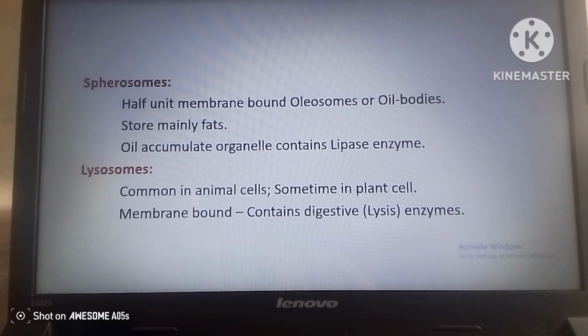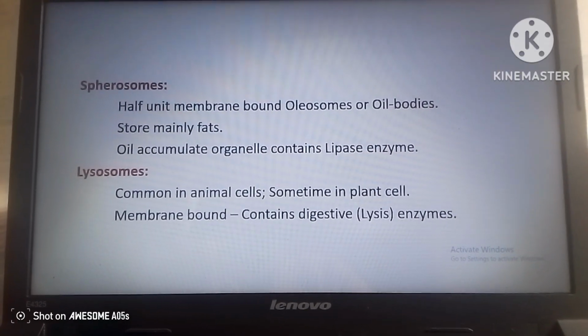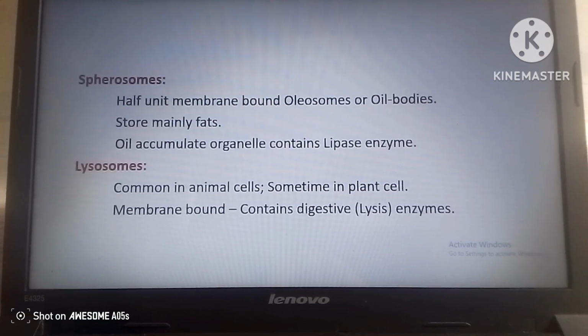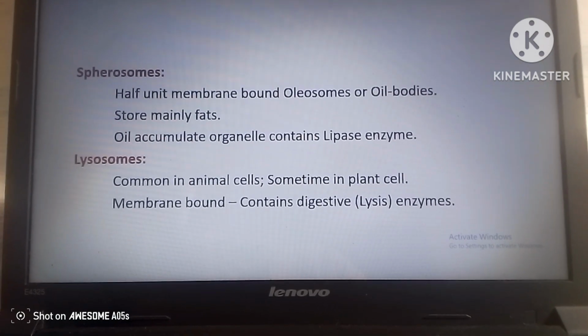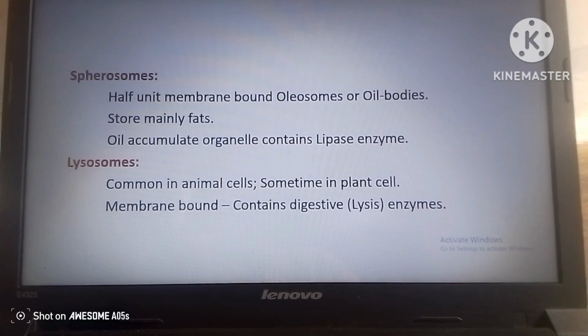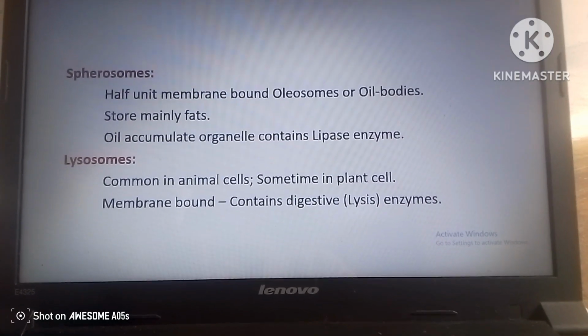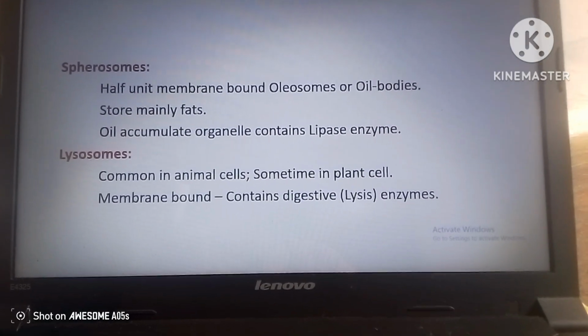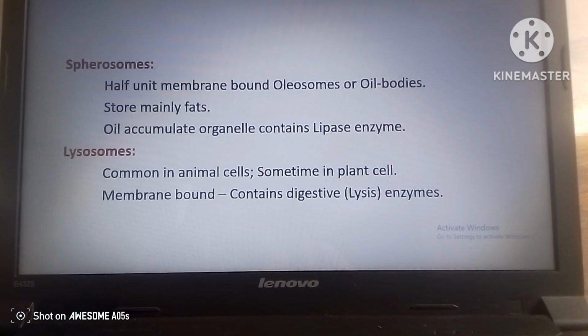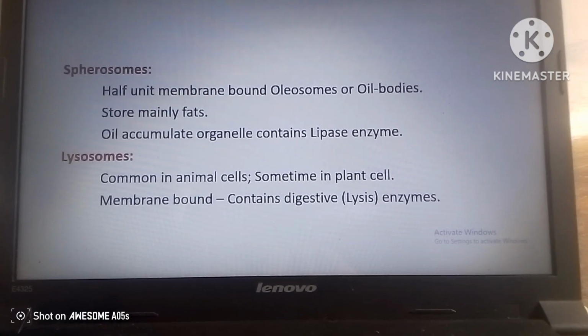Spherosomes. Half unit membrane bound organelles. They are also called oleosomes or oil bodies. They store mainly fats. Lipase enzymes are produced in the spherosomes. Lysosomes. They are common in animal cells, sometimes in plant cells. It is a membrane bound organelle. It contains digestive enzymes called lysin.